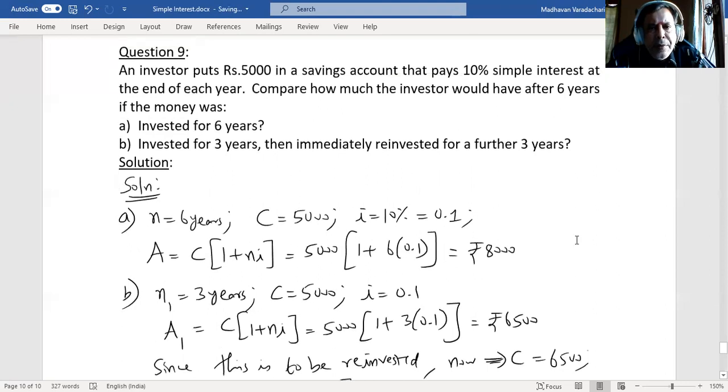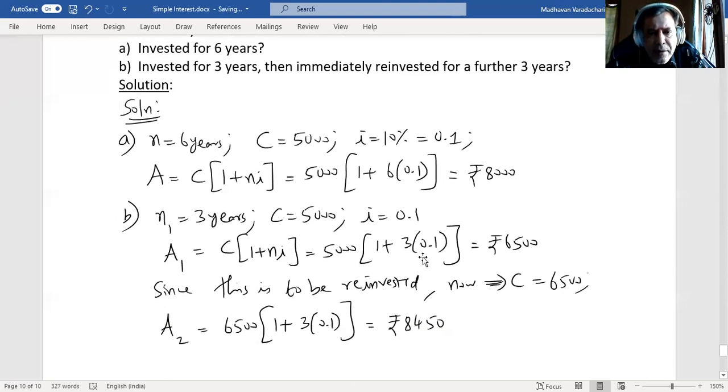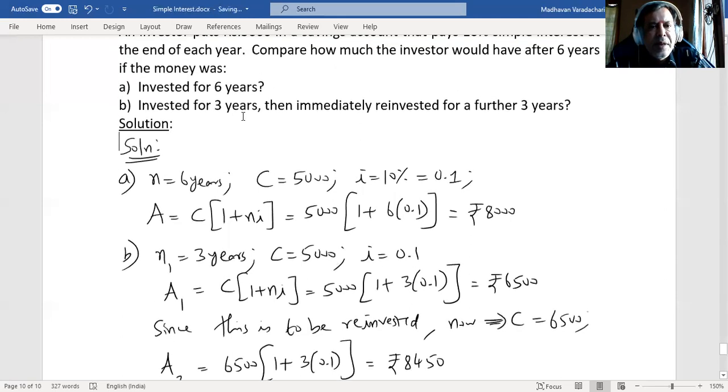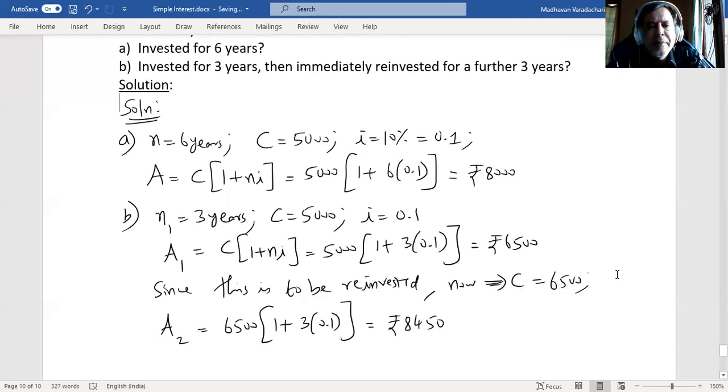The comparison, if you do, mainly here you get interest for those 3 years in the beginning, and the amount also gets interest here. That is the major difference between the first one and the second one, right?